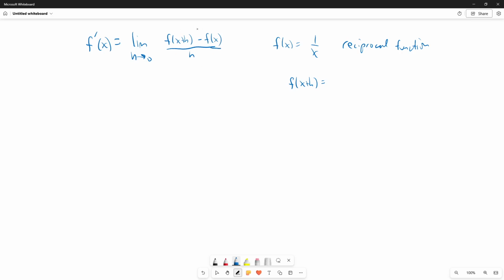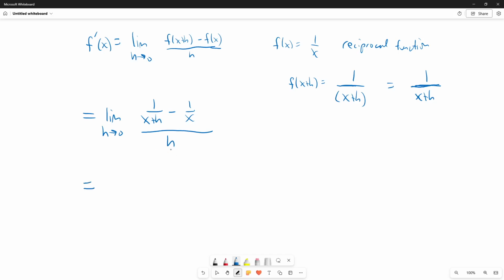The difference quotient is a slope. We're doing a limit of slopes, and that's going to give us a formula for the slope of the curve y equals 1 over x. So f of x plus h, we just put x plus h in for x, and the parentheses are unnecessary here because the fraction bar acts as a grouping symbol. So our limit becomes limit h to 0, 1 over x plus h minus 1 over x all over h.